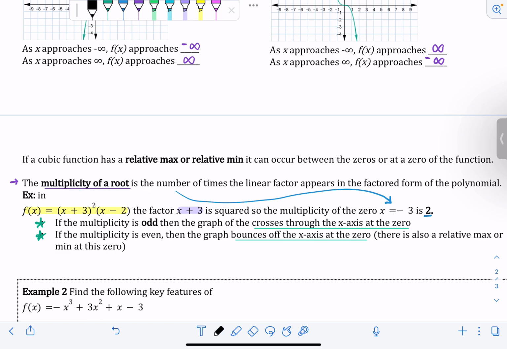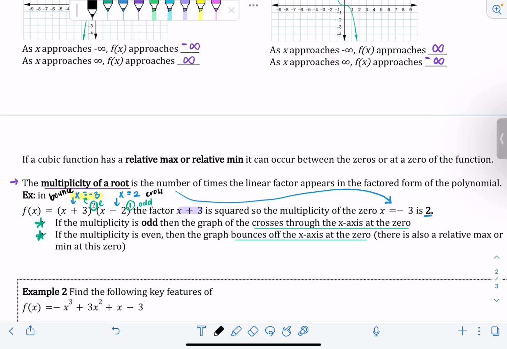The 0 that comes from this factor we just talked about is x equals -3, because you would do x plus 3 equals 0 and then subtract the 3 over. From this factor, it's x equals 2, because you do x minus 2 equals 0 and then add the 2 over. And then this multiplicity for the x equals -3 is 2, which is even. And this multiplicity is 1, so it's odd. So that means that this x equals -3 is going to bounce, and this one is going to cross for the x equals 2.